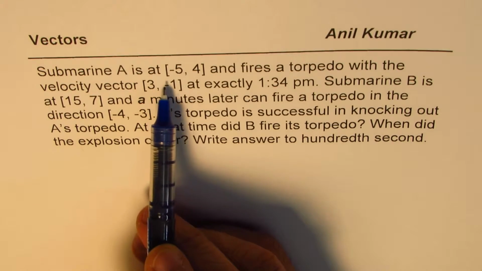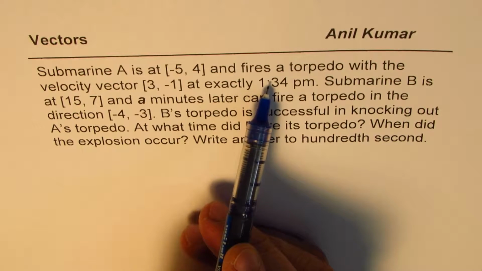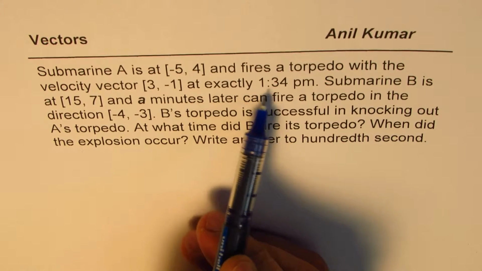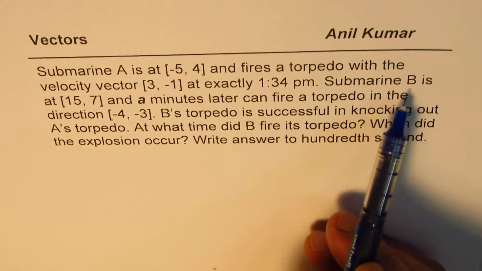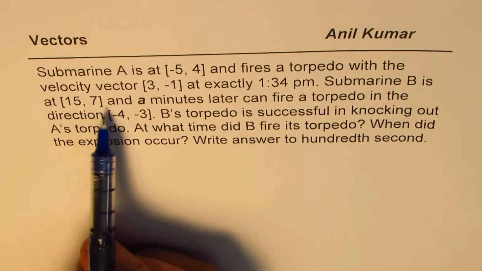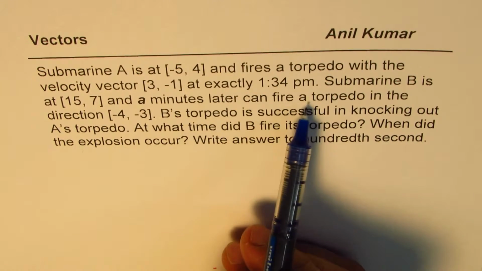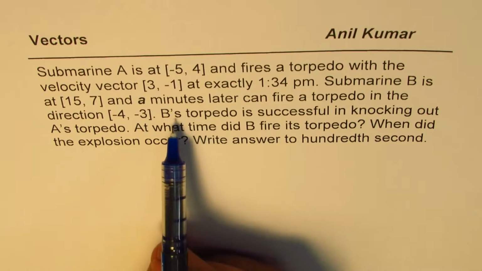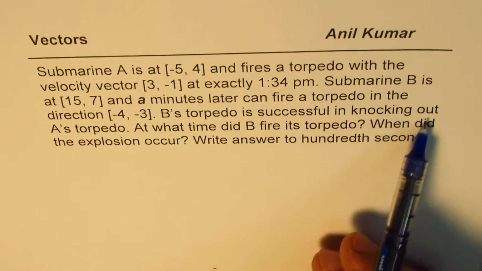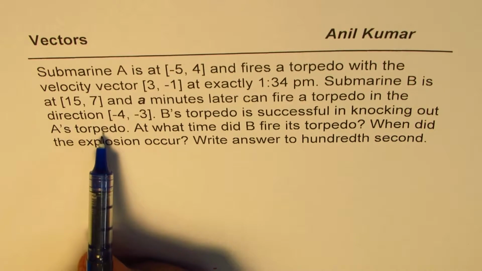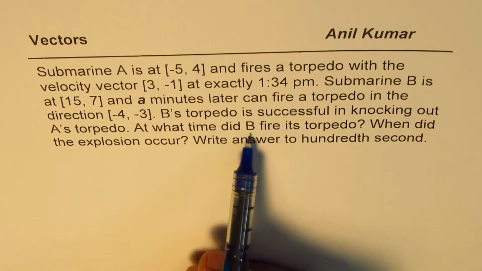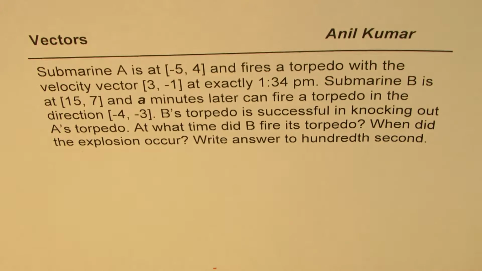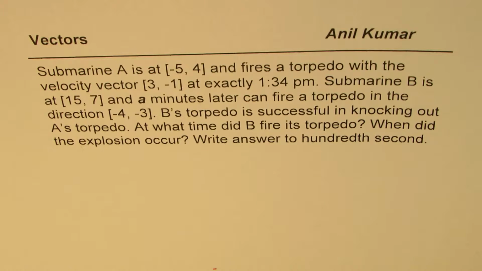Submarine A is at (-5, 4) and fires a torpedo with the velocity vector (3, -1) at exactly 1:34 p.m. Submarine B is at (15, 7) and A minutes later can fire a torpedo in the direction (-4, -3). B's torpedo is successful in knocking out A's torpedo. At what time did B fire its torpedo? When did the explosion occur? Write answers to the nearest second. That's the question for you.